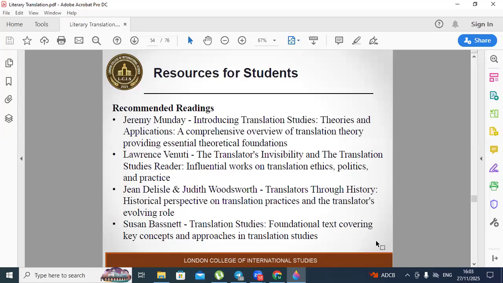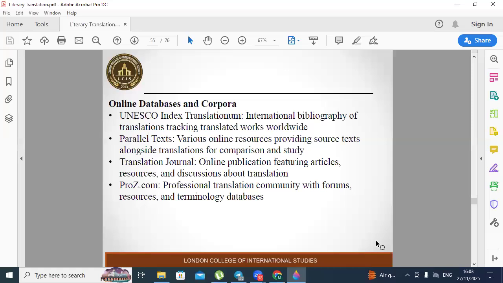These sources provide a theoretical grounding that informs practical work. Theory isn't separate from practice. It helps you understand what you're doing, make informed choices, and articulate your decisions. Reading widely in translation theory makes you a more thoughtful, sophisticated translator. Now let's move to online databases and corpora.